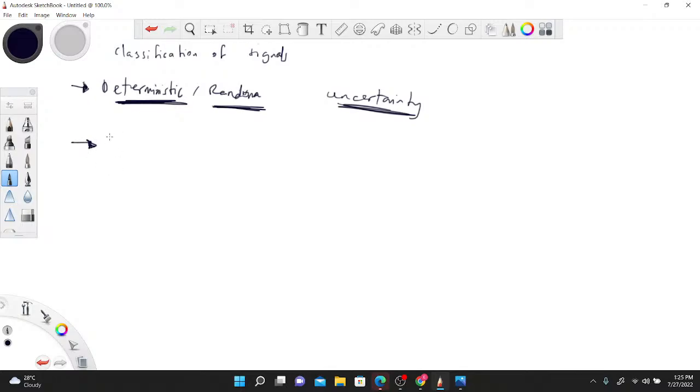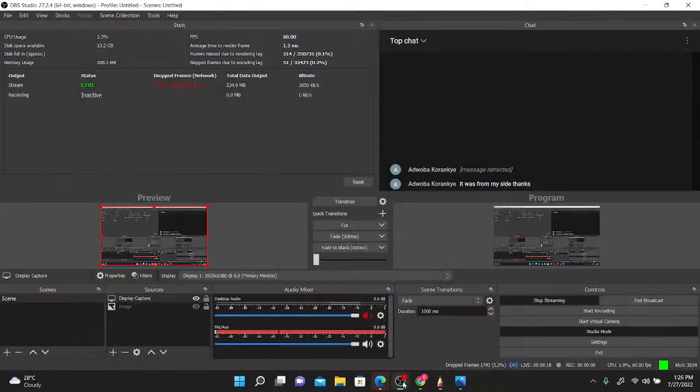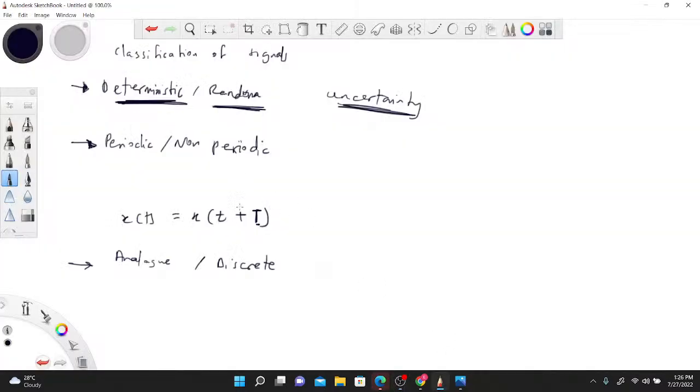Then we also looked at another one, periodic and non-periodic signals. We said that for a periodic signal, x of t is equal to x of t plus a certain constant. So there is a certain constant of repeatability at every time function. This is how you present a periodic function mathematically. Then we came to see analog and discrete.